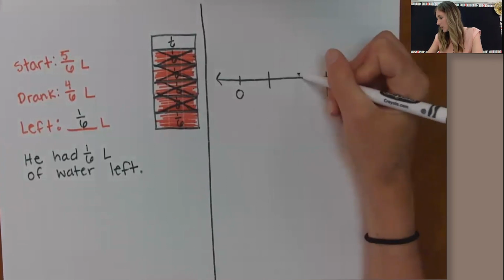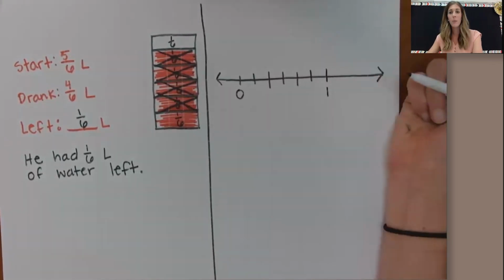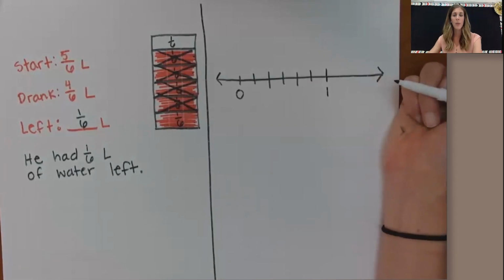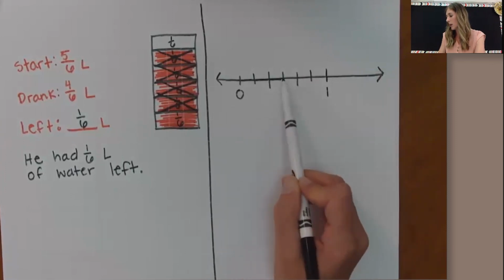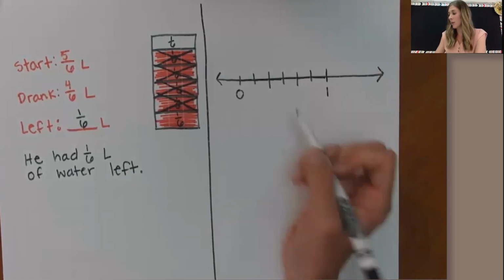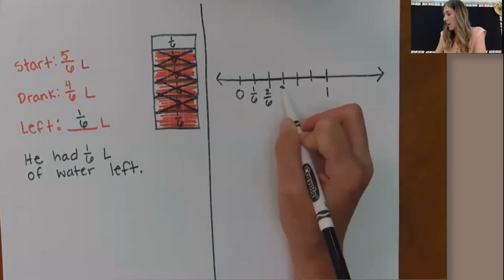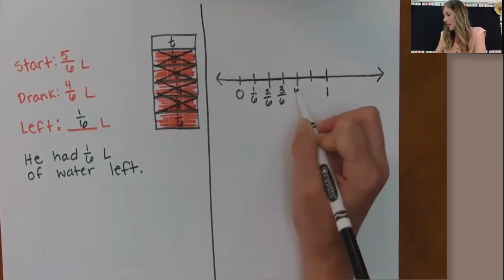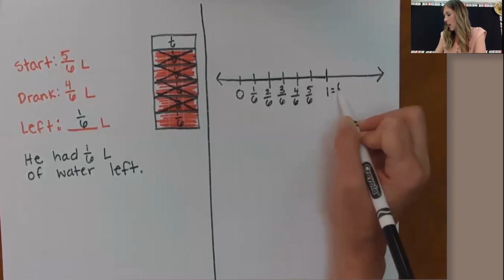I like to split into thirds and then go back and split those in half. And then before I label my tick marks, I'm going to make sure that I do in fact have 6 pieces. 1, 2, 3, 4, 5, 6. So now I can go through and label my tick marks. As I go up on a number line, my numbers get bigger as I get closer and closer to that one whole.